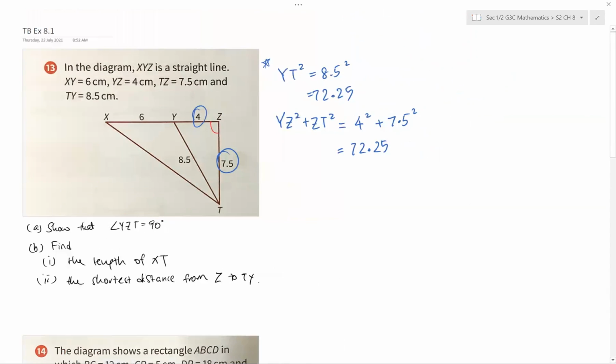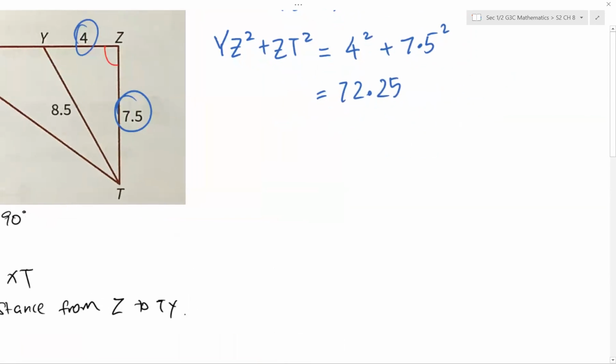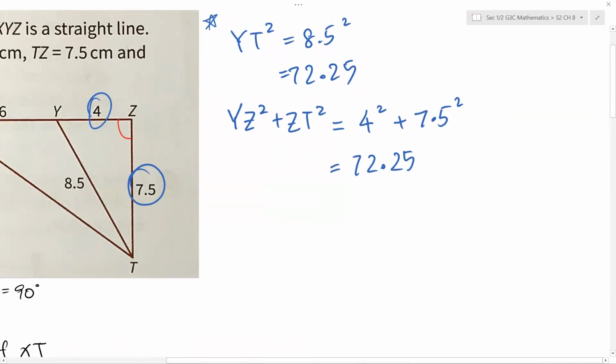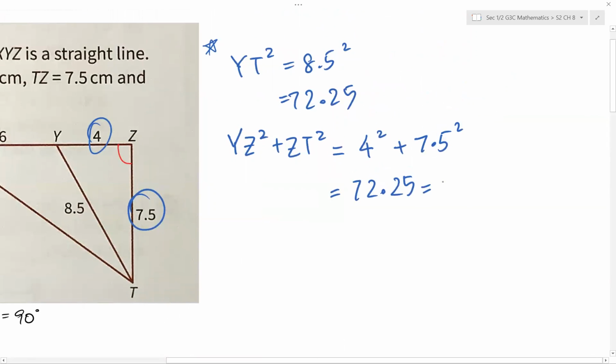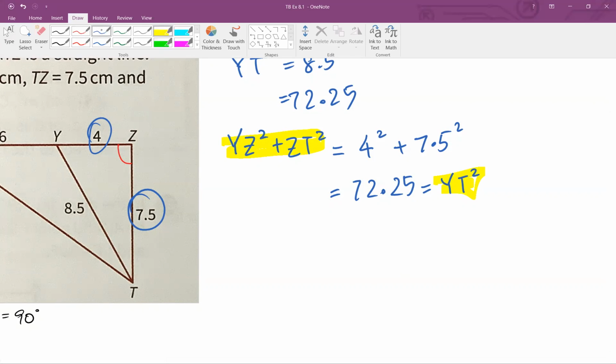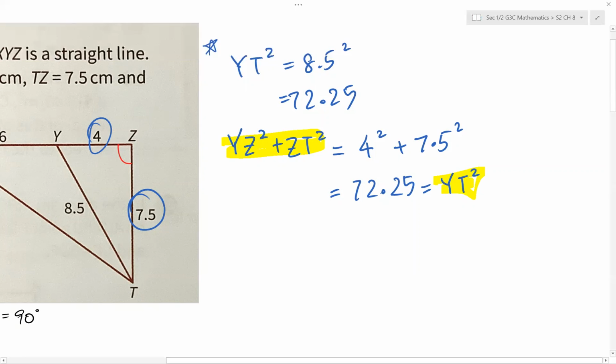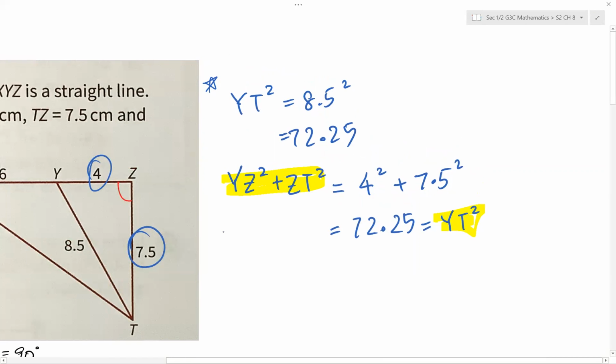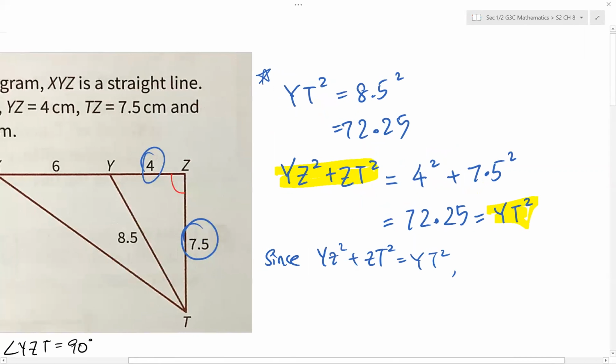You should be happy to see this because now it is the same as our square of the longer side, which is equal to YT square. So by writing it this way, you have already shown that this part equals to this part. So continue with our statement. Since YZ square plus ZT square equals to YT square, we have shown the working already.